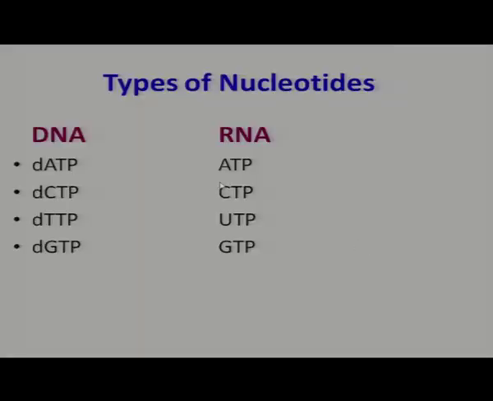So, there are 4 types of nucleotides in DNA as well as in RNA. In DNA there are dATP, dCTP, dTTP and dGTP. Like that, in RNA there are ATP, CTP, UTP and GTP. So, these nucleotides combine together to form DNA as well as RNA. These nucleotides combine to form DNA and these nucleotides combine to form RNA.